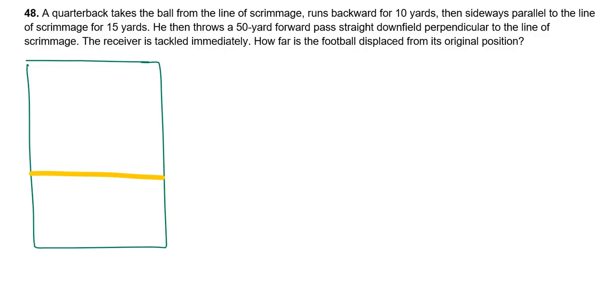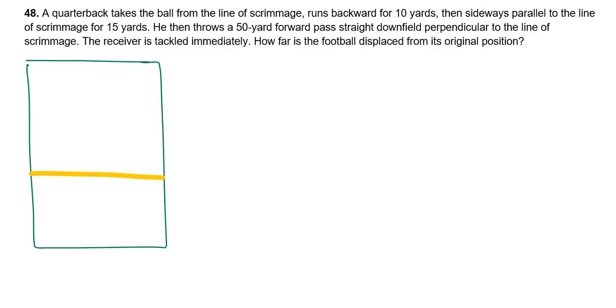Number 48 says a quarterback takes the ball from the line of scrimmage, runs backward for 10 yards, then sideways parallel to the line of scrimmage for 15 yards. He then throws a 50-yard forward pass straight downfield perpendicular to the line of scrimmage. The receiver is tackled immediately. How far is the football displaced from its original position?